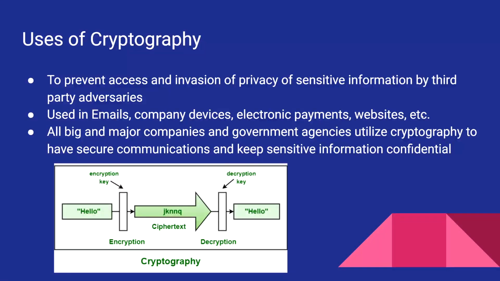What are the uses of cryptography? It is used to prevent access and invasion of privacy of sensitive information by third-party adversaries. It is used in emails, company devices, electronic payments, websites, and a plethora of other applications that are common in our day-to-day life. All big and major companies, as well as government agencies, utilize cryptography in order to maintain secure communications and keep sensitive information confidential.